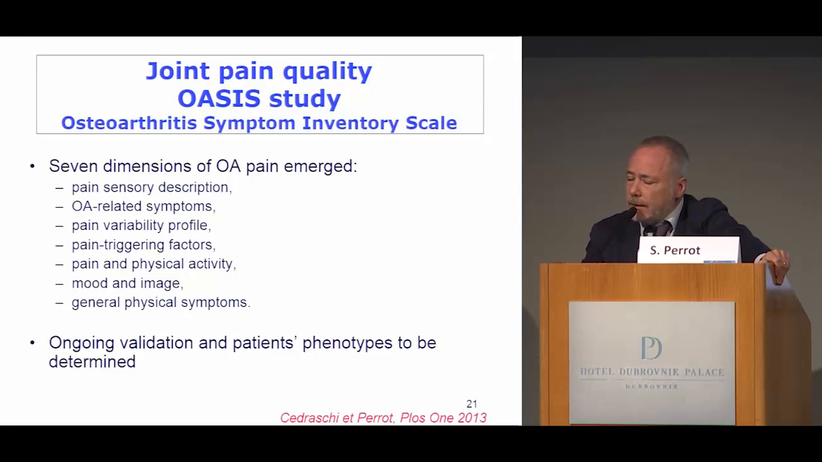And in this study, we were able to demonstrate that pain experience in patients with joint pain has different dimensions: sensory dimension, OA-related symptoms, variability profile, and the weather also can be important to consider for lots of patients.